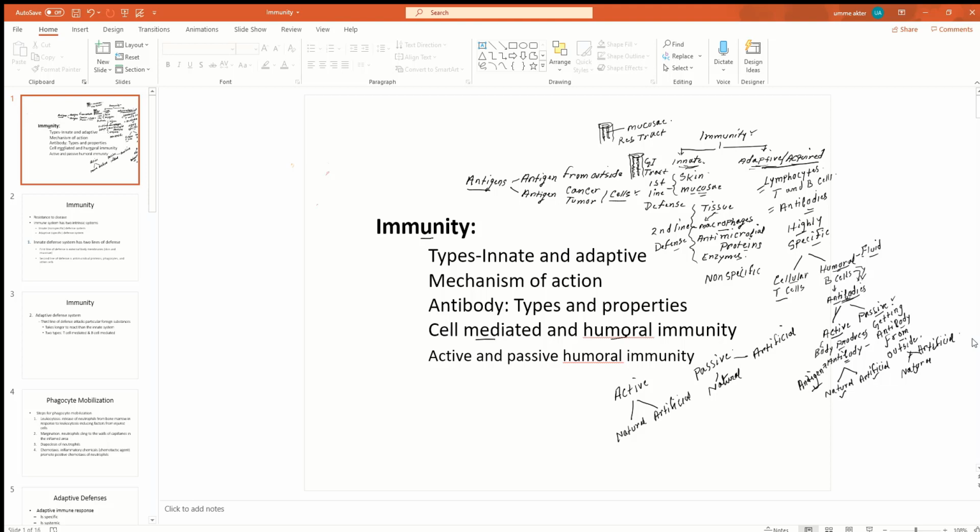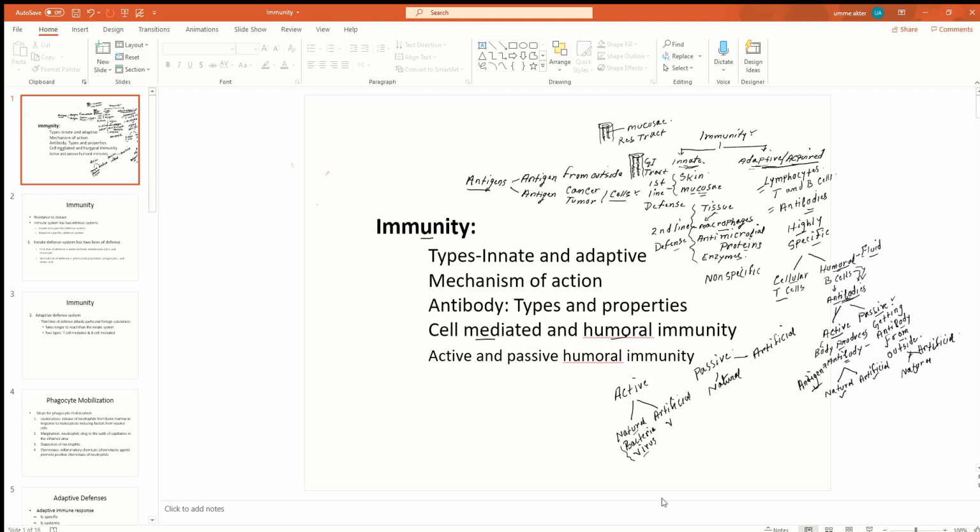Active natural is if any bacteria or virus tries to enter into your body, then your body will do what? Will produce antibodies against them, right? So bacteria, virus, those are natural microorganisms. They come from the nature. We don't produce them. So your body, in response to these antigens, your body will naturally produce antibody. Make sense? Against these microorganisms.